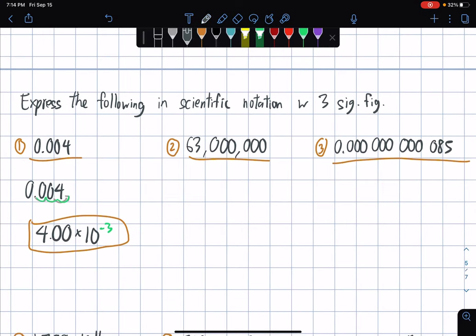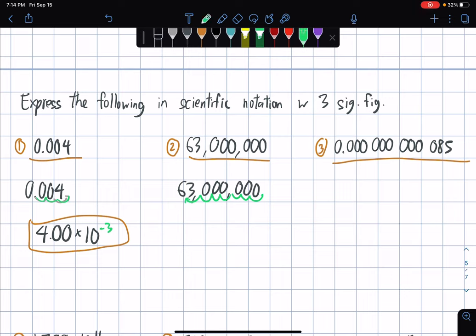Number 2, 63 million. One, two, three, four, five, six, seven. If there are two numbers, we'll always place a decimal point in between. We won't place it like this, we'll place it like this. Although the answers could still be the same, maybe this is just a matter of preference. But yeah, you answer according to the requirements of your teacher or the exam.